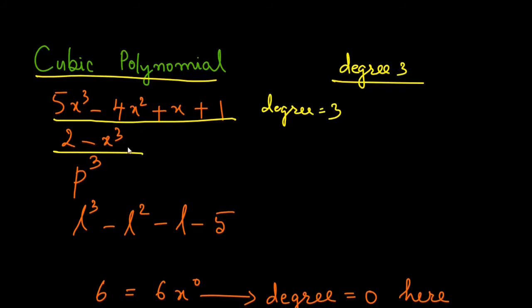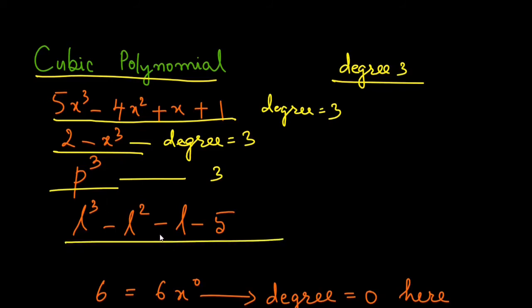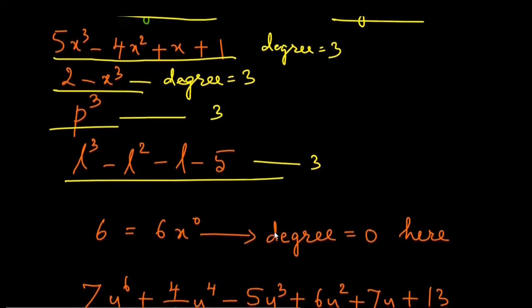Here 2 minus x cube, the degree is 3. So this is a cubic polynomial. p cube, the degree is 3. So it is a cubic polynomial. l cube minus l square minus l minus 5. Here the degree is 3. So it is a cubic polynomial.